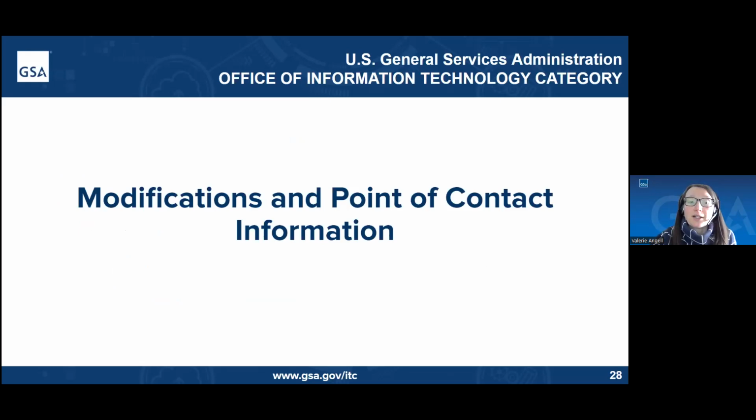Now we will move into our last section here, and we will discuss the two groups of modifications along with point of contact information. A modification is any change that's made to your FSS contract, and modifications fall into two groups, those initiated by you, the contractor, or those initiated by GSA. Next slide.